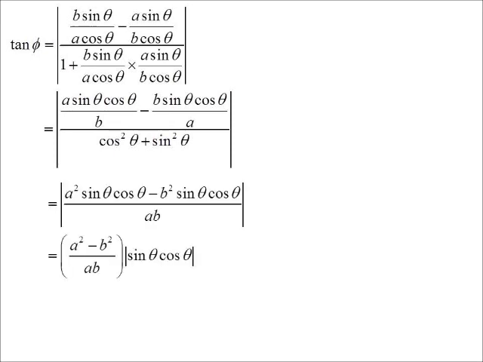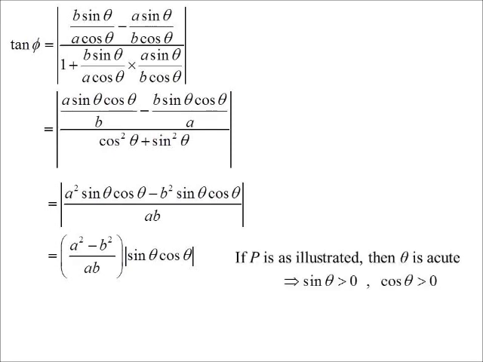I've just multiplied by cos squared. So the bottom just becomes cos squared plus sine squared. Well, that's nice. The top, though, we're left with ab on the bottom of the first fraction, and a on the bottom of the second fraction. So let's play around with that. That now has a common denominator of ab. I get a squared sine theta cos theta minus b squared sine theta cos theta. We get a squared minus b squared on ab, absolute value of sine theta cos theta.